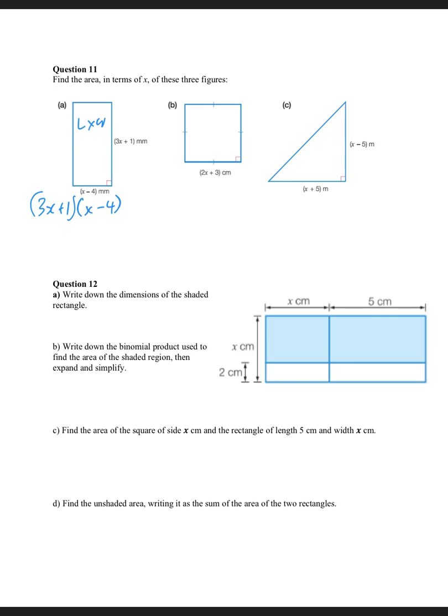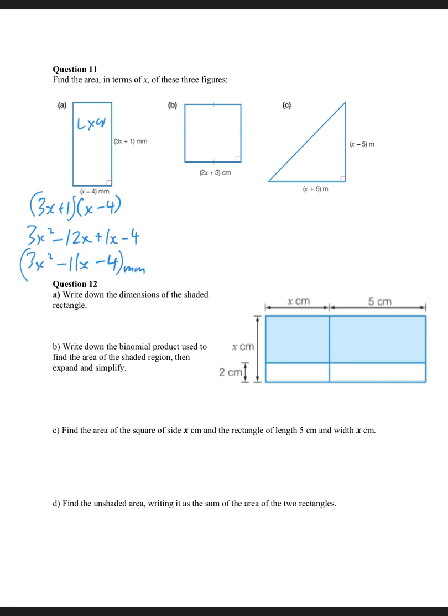You can FOIL it. So 3x times x is 3x squared. Outers is negative 12x. Inners is plus 1x. Last is negative 4. So you've got 3x squared, negative 12 plus 1 is negative 11x. Take 4. It's going to be that many millimeters.